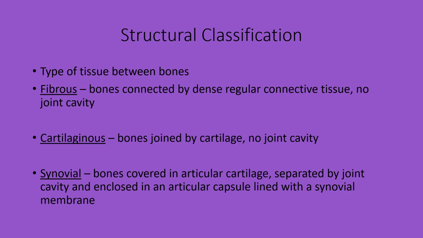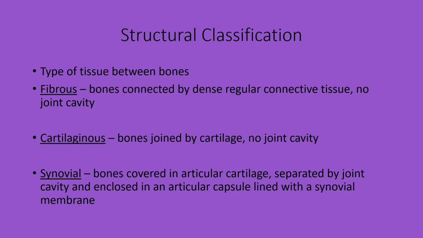What type of tissue is involved in that joint? What type of tissue do you find between the bones? Three main categories. You have fibrous, cartilaginous, and synovial. Fibrous joints, the bones are going to be connected by dense, regular connective tissue, and there is no joint cavity involved. Cartilaginous, as the name implies, the bones are joined by cartilage, and once again, there's no joint cavity found there.